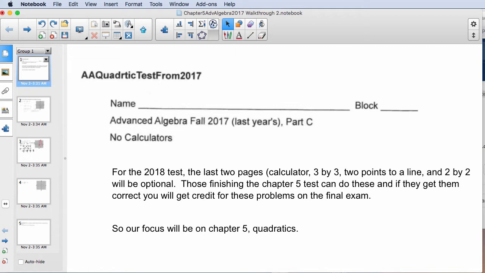Because we have a somewhat shorter block, the last two pages for the calculator, the 3x3 matrices, taking 2 points and fitting it to a line, and solving 2x2 will be optional. If you can get to those, then those are questions that will be on the final exam. And if you pass them here, you can use those questions if you make a small mistake on your final exam. Only those finishing the basic part of the Chapter 5 test will need to work on those.